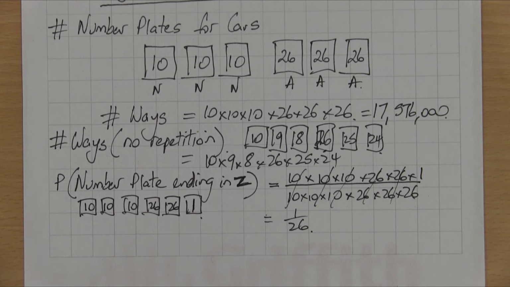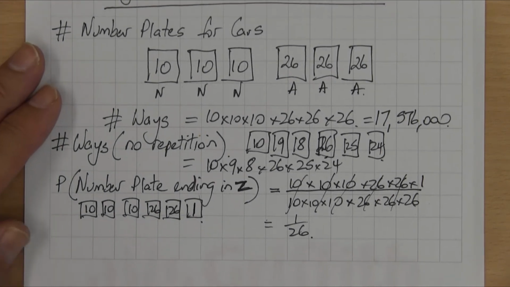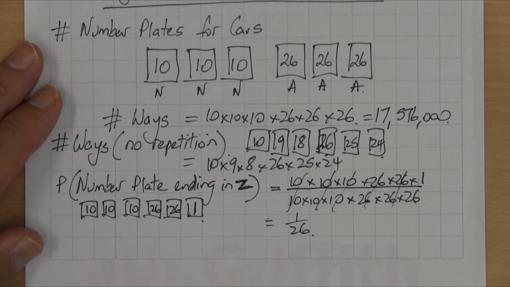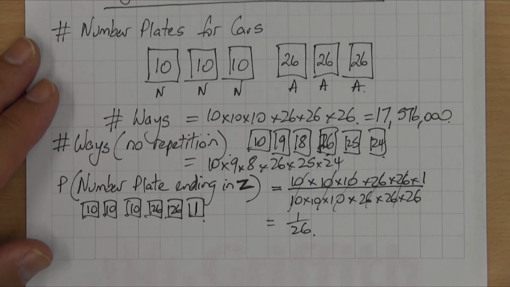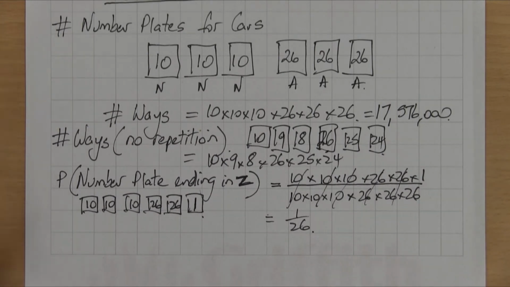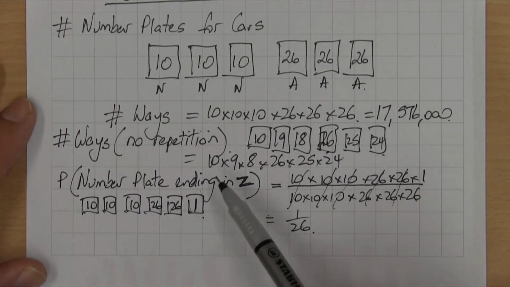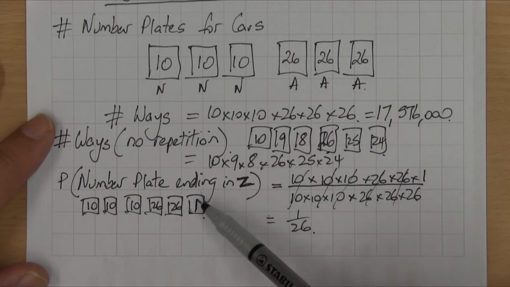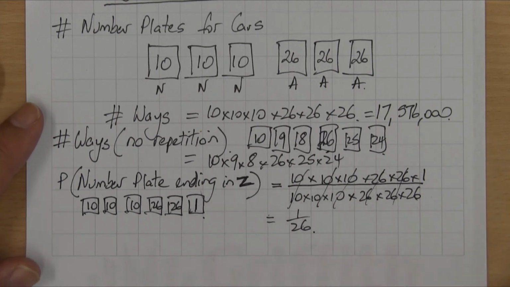And we're not thinking about being done in any order. So if all number plates were made, the chance that you picked out one that ended in Z would be 1 chance in 26. And when you think about it, it pretty well stands to reason that there's going to be 1 chance in 26 that that last one is going to be a Z.